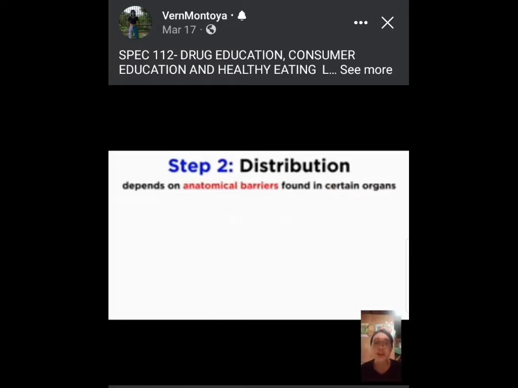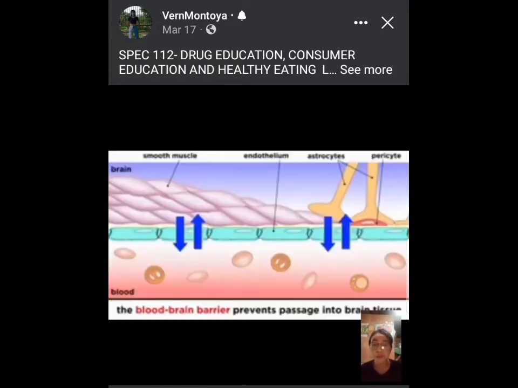Besides these blood elements, there are other factors that may hinder the movement of a drug. There are anatomical barriers found in certain organs. We have already discussed the blood-brain barrier in the biopsychology series. This prevents certain substances from passing out of the bloodstream into brain tissue. Some drugs are not able to surpass this barrier, while others, such as psychotropic drugs, or those affecting the mind, can.